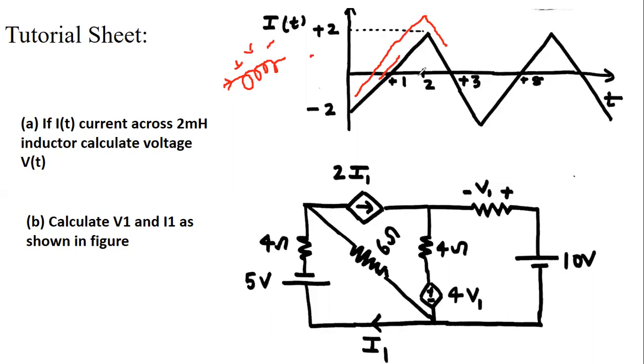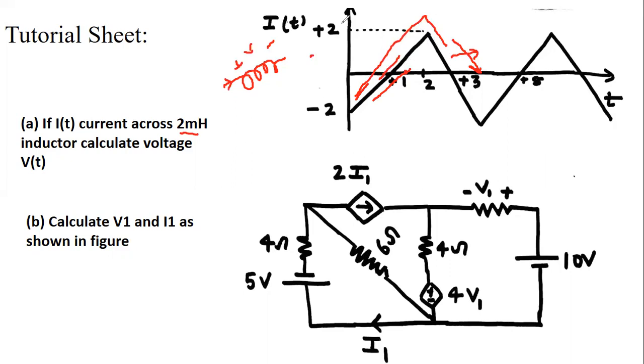You can solve it by two methods. Just try to find the mathematical equation of this waveform and differentiate this equation with respect to time. Multiplied with 2 millihenry, you will get the equation of the voltage, and from that equation you draw the waveform of the voltage source. Or do direct differentiation: just try to find the slope of this waveform, which is something positive and something negative. The differentiation of this equation is equal to the slope of this waveform, and multiplying that with the 2 millihenry, you will get the waveform. So this is the first question.